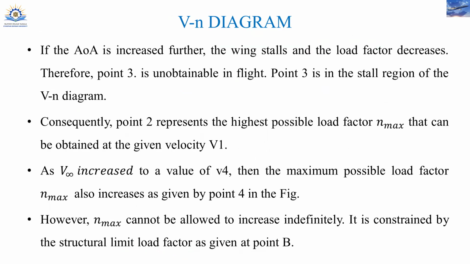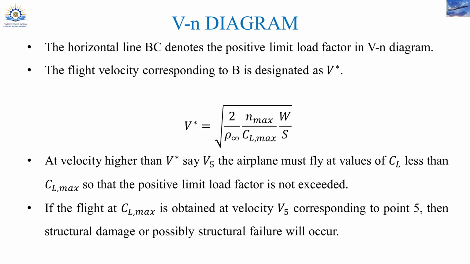So you can read what name each point has from here. The flight velocity corresponding to B is the stall point. Okay, you can write it as V star or V stall. And which is related is N max with CL max. Before, we only knew CL max. Now our stall velocity is N max over CL max. The other parameters were the same, nothing different. So stall is related with CL max, and now it is also related with N max.